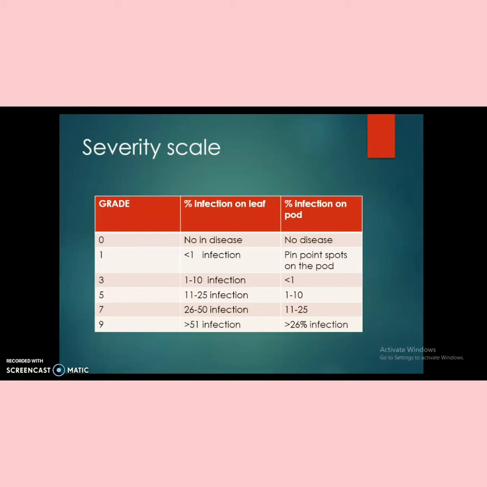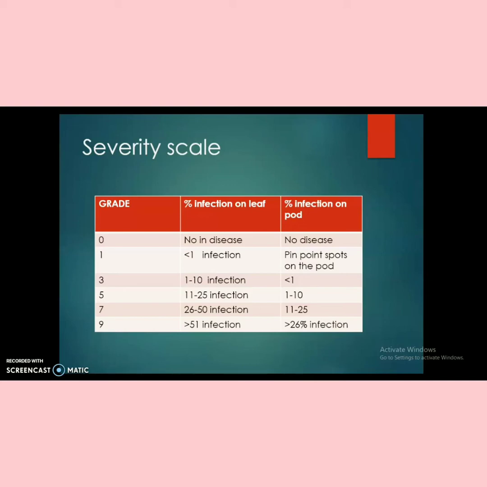For each grade, there is the percent infection on the leaf and the percent infection on the pod. If it is grade 0, then no disease is there. If grade 1, less than 1% infection on the leaf, and in case of pod, pinpoint spots on the pod. If it is third grade, then percent infection on the leaf is 1 to 10%, and the percent infection on the pod is less than 1%.